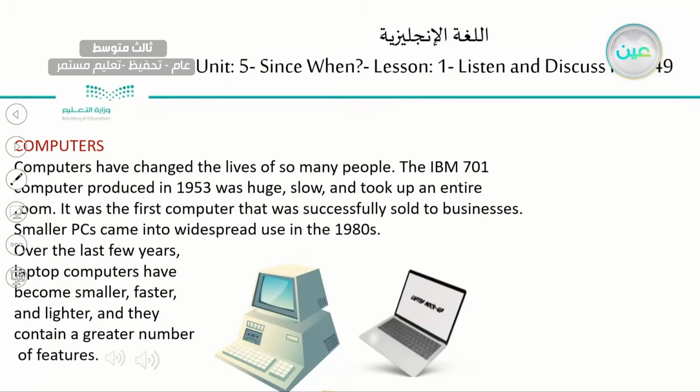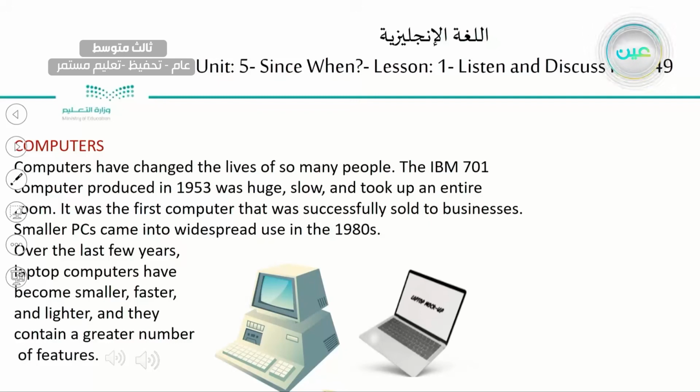Let's listen together. Computers. Computers have changed the lives of so many people. The IBM 701 computer, produced in 1953, was huge, slow, and took up an entire room. It was the first computer that was successfully sold to businesses. Smaller PCs came into widespread use in the 1980s. Over the last few years, laptop computers have become smaller, faster, and lighter, and they contain a greater number of features.